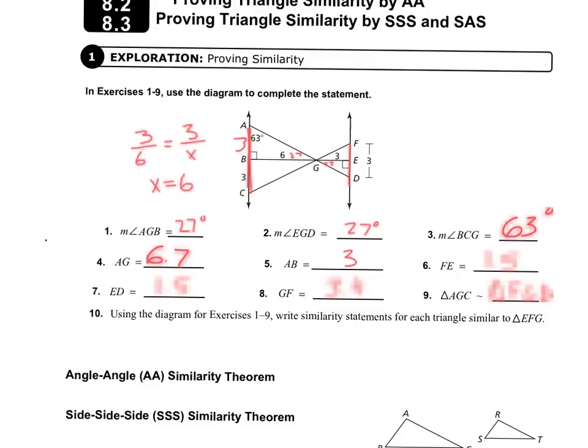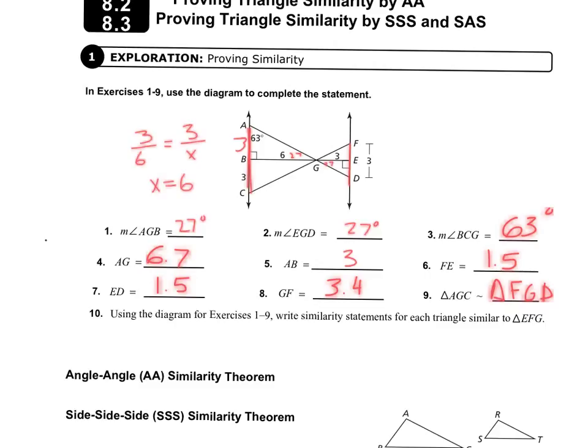And then FE. So on FE, since they are isosceles triangles, that's going to be half of the 3, so 1.5. Okay, and then ED is also going to have to be 1.5. So GF, I do the Pythagorean theorem again. What's that end up being? 3.4. Okay, and then AGC would have to be similar to FGD. Since they are isosceles triangles, you could say DGF, and that would be good as well.